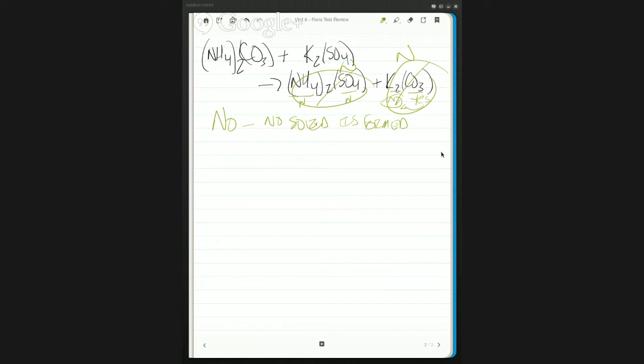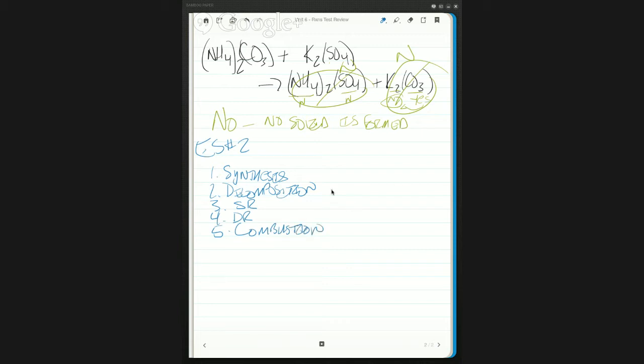All right, so we covered essential skill number 1, which is balancing. And so essential skill number 2 is reaction types. And there's 5 of them. You should remember them pretty well. There's synthesis. There is decomposition. There is single replacement. There is double replacement. And there is combustion.